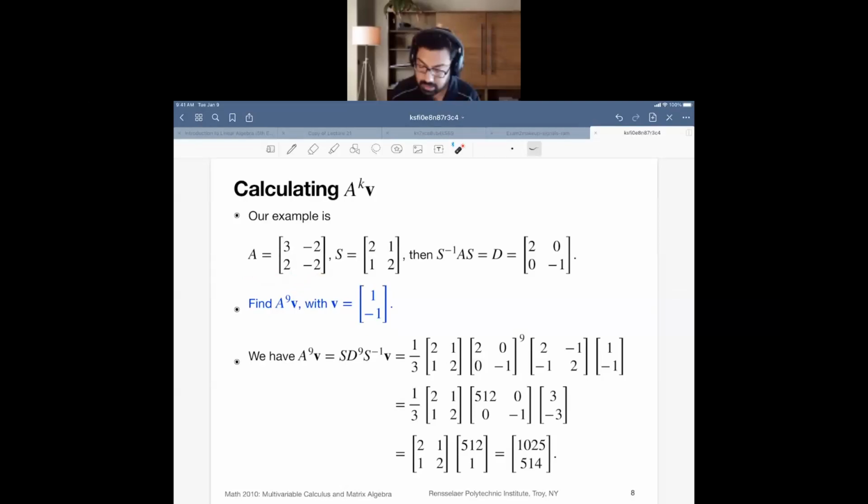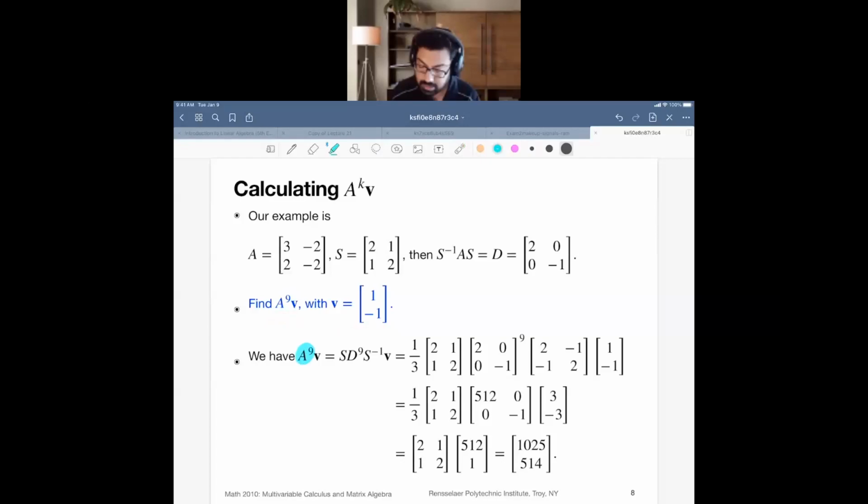It is diagonalized using this particular matrix S, which contains 2 eigenvectors, 2, 1, 1, 2. And we already saw that S inverse AS gives us a diagonal matrix with the diagonal elements corresponding to the eigenvalues of A. Now, when you want to find, say, A raised to 9 times V, where V is given to be this particular vector, you need to find this, right? A raised to 9 times V.